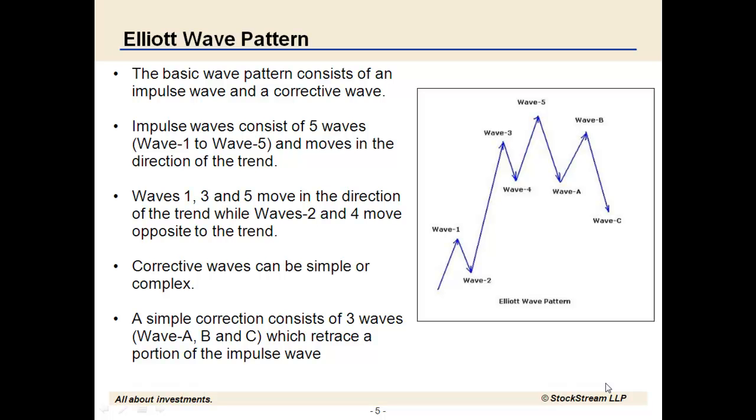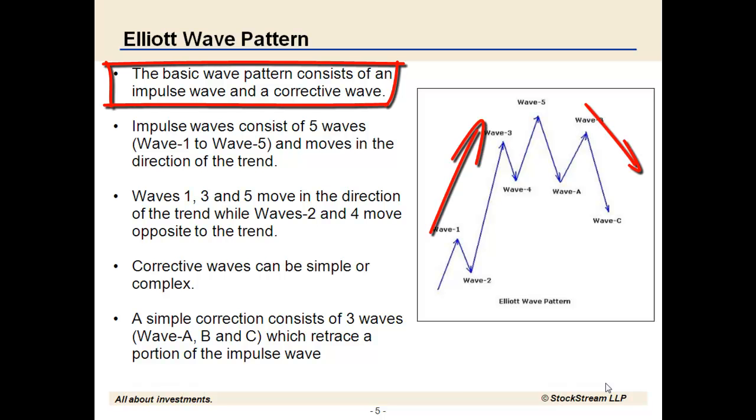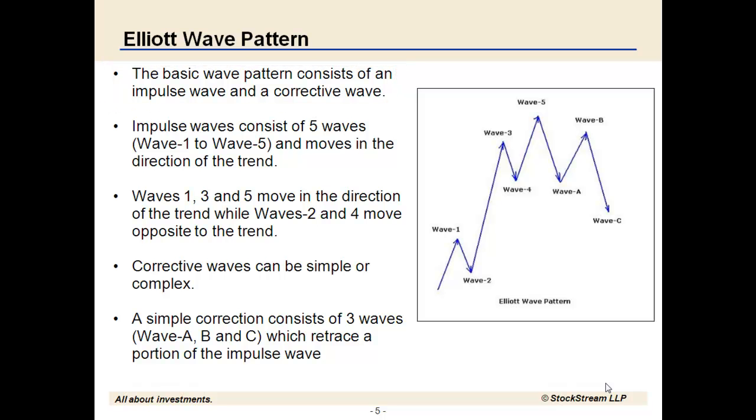As pointed out in the previous slide, an Elliott wave pattern consists of an impulsive wave and a corrective wave. The impulse wave can be broken down into 5 subwaves. Out of these 5 subwaves, waves 1, 3, and 5 move in the direction of the trend, and waves 2 and 4 move opposite to the direction of the trend. Each of the subwaves 1, 3, and 5 within a broader impulse wave is an impulse wave in itself and can be divided into 5 subwaves.